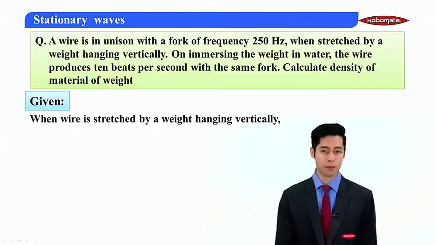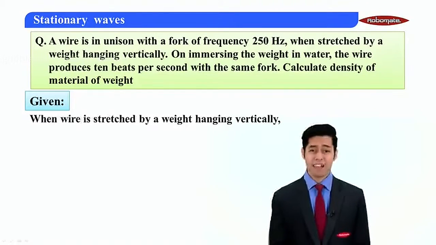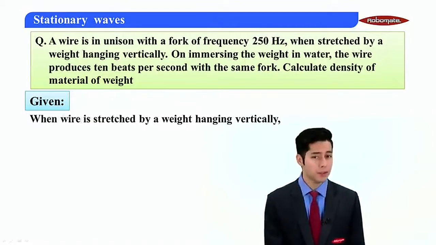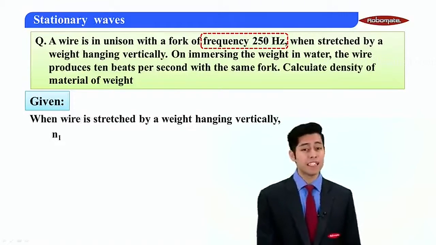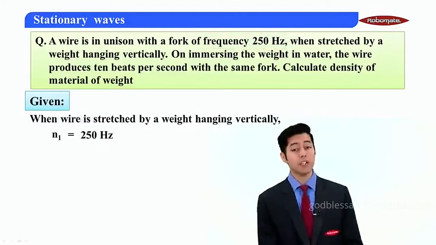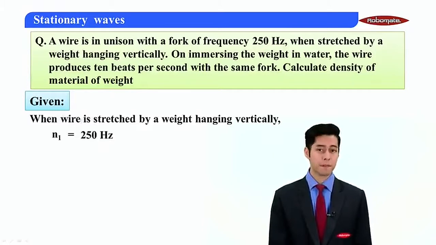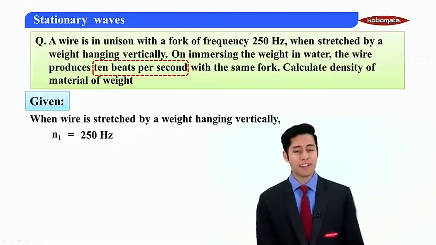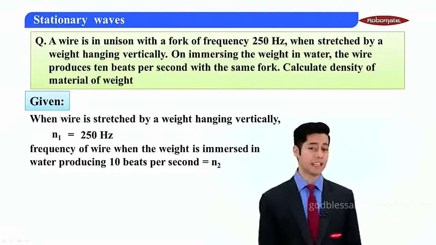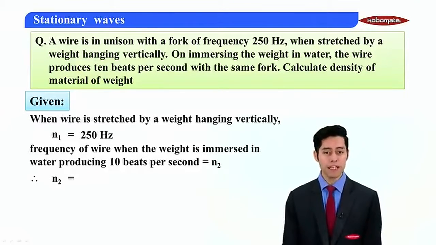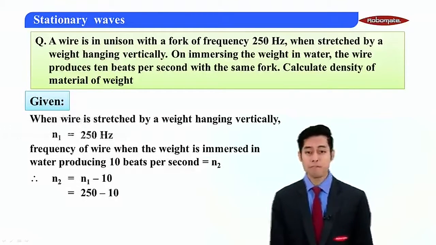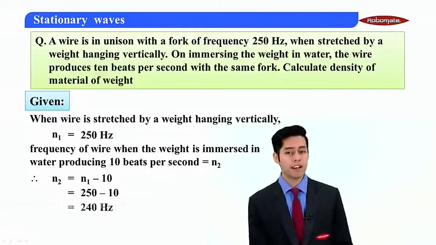Now, how to go ahead about this problem? Let us write down whatever the given data is. We know that the wire is hanging vertically. We also know that it is in unison with the fork of frequency 250 Hz. So, I'll write down that frequency as N1, which is equal to 250 Hz. Now, when I immerse the weight in the water, the next frequency produces 10 beats per second. So can I say N2 must be N1 minus 10, and that will come out to be 250 minus 10, that is 240 Hz.